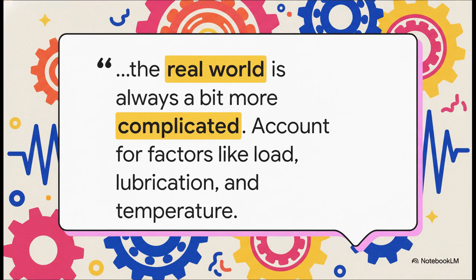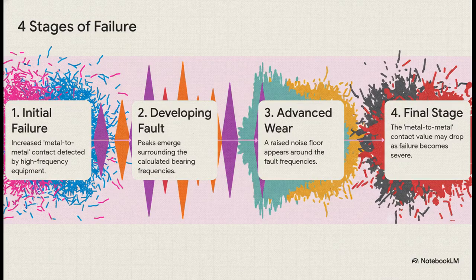And here's the crucial point to remember. That calculated frequency you get from a formula, that's a theoretical value. Real-world conditions, things like load and temperature, they can and they absolutely will shift that frequency, even if just slightly. And check this out. Vibration expert Dr. Howard Penrose gives us this brilliant roadmap of how a failure actually progresses over time. See, it's not like a switch that just flips.